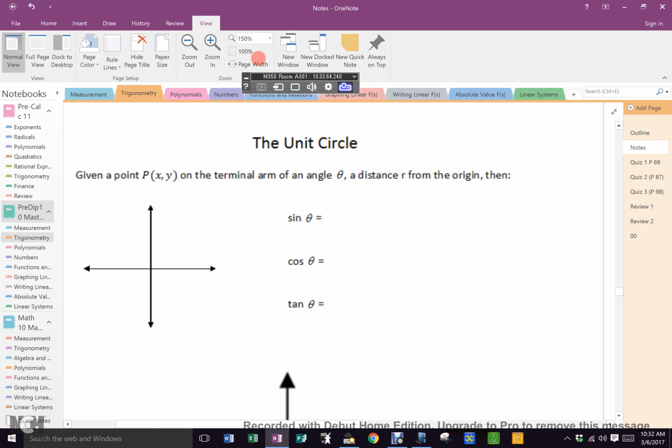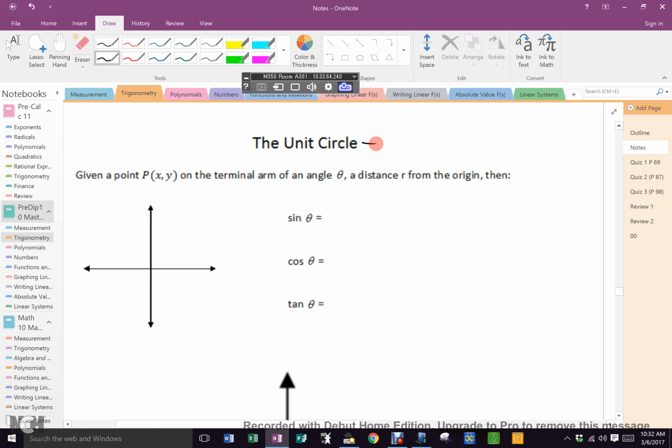The unit circle. First of all, I'm going to define that.